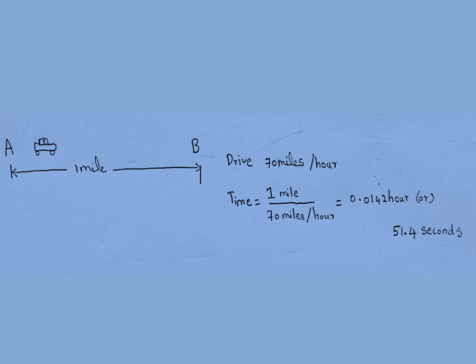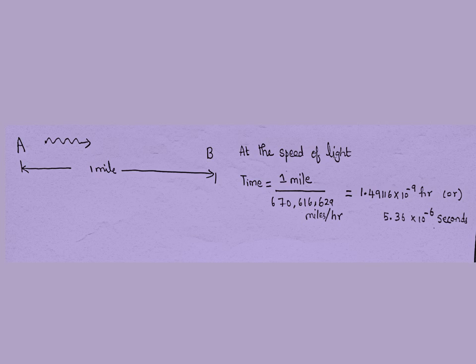In the next case, we are riding alongside a light beam at the speed of light. So the speed of light is 670,616,629 miles per hour. To reach 1 mile, that is, to reach the library, the photon has to travel at the speed of light. To cover 1 mile, the time taken is 5.36 × 10^-6 seconds. That is exactly around 5 microseconds. That is very, very low.